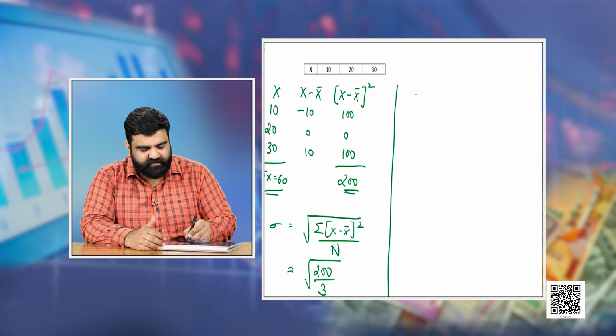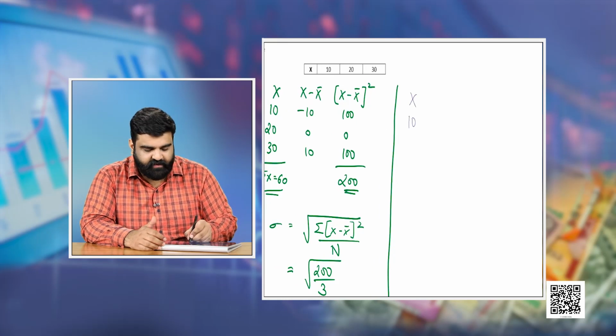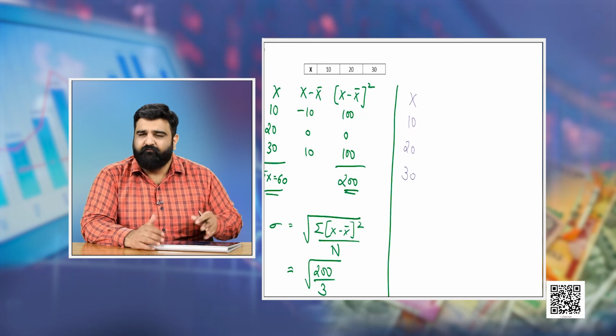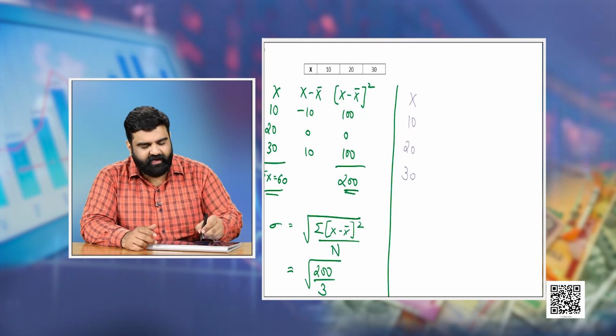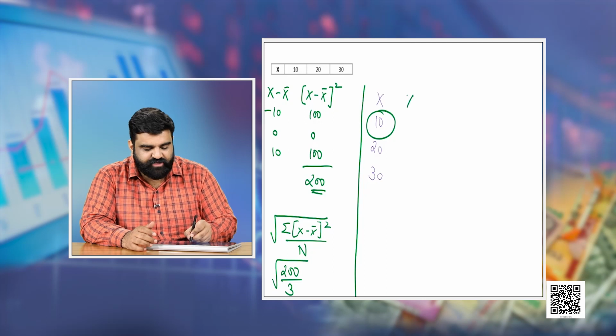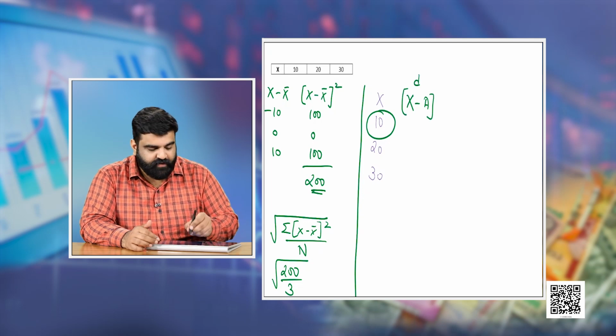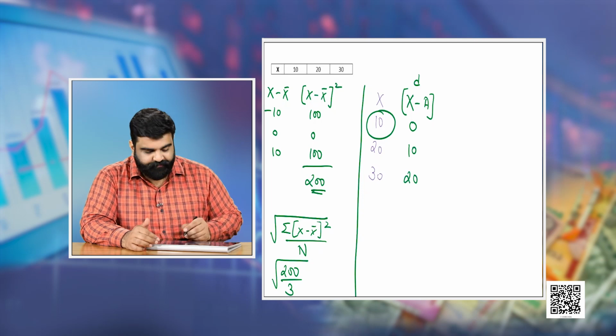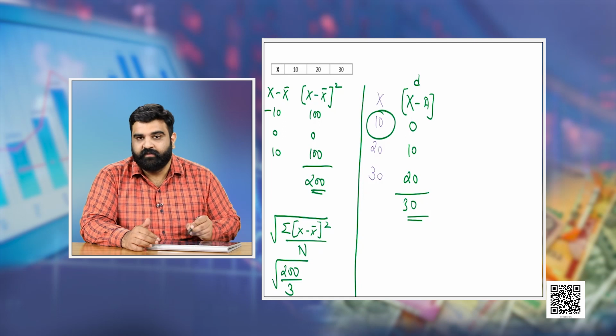Now, let us do this question with shortcut method or the assumed mean method. So, let us first write the series. So, we have 10, 20 and 30. We know that the actual mean is 20. Let us not assume that the mean. Let us assume 10 to be the mean. So, now I will calculate the deviations from assumed mean, which will be x minus a. Let us call this as d. So, I have 0, 10 and 20. Let us total this out, this will be 30.